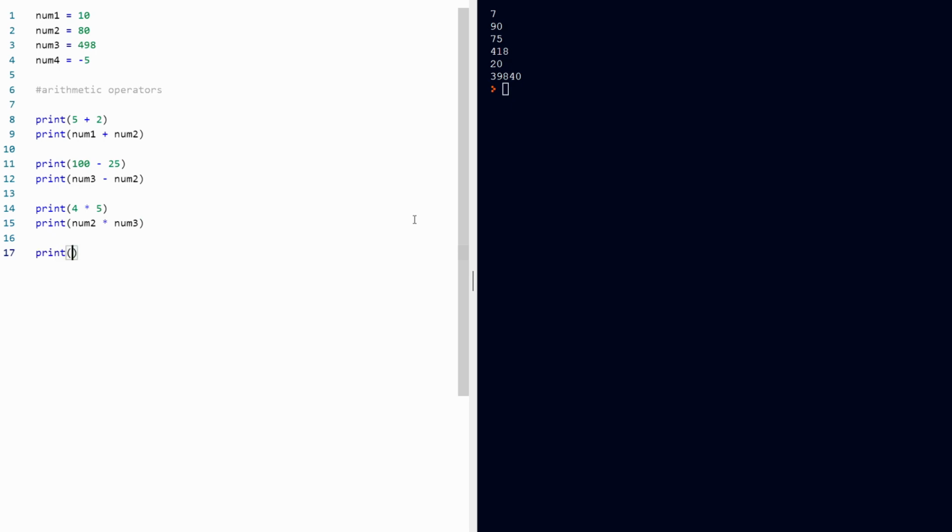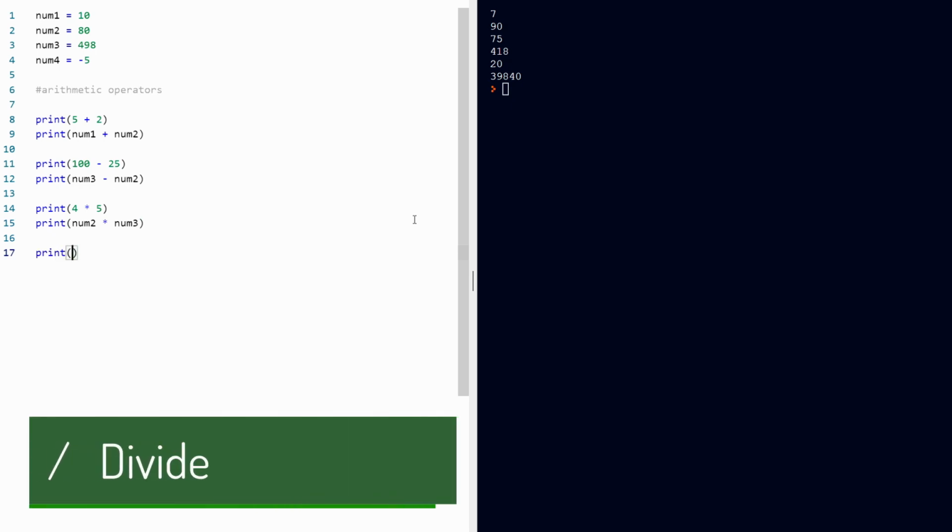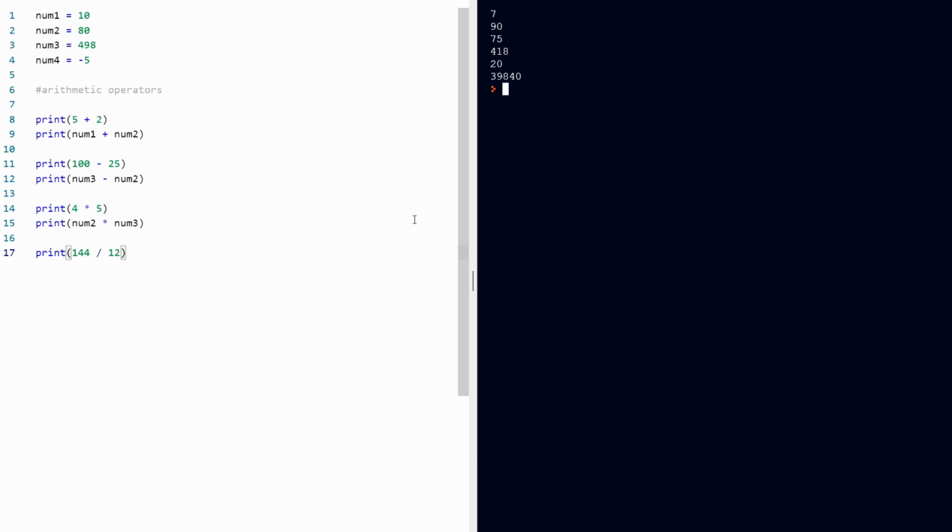One more print statement. This time, of course, we're going to do divide. Let's do 144 divided by 12. If you know your 12 times table, of course, that's 12. Let's do one more print using the variables up the top. So for this one, we'll use num2 divided by num1. And we can see that the answer we get is 8.